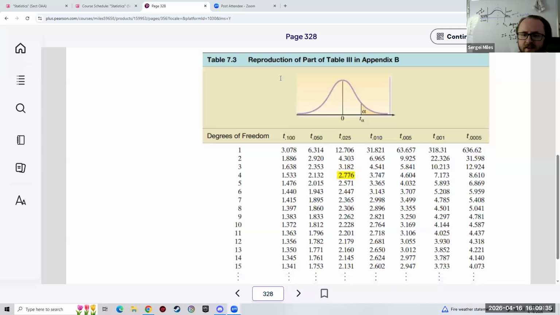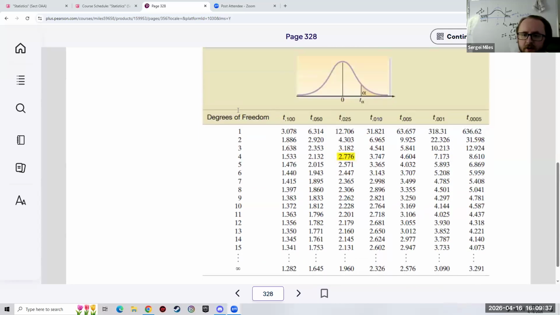And the way to read this table is to first determine, okay, what's your degrees of freedom? For the example we're doing right now, the degrees of freedom are 5 minus 1, or in other words, 4. We have a degrees of freedom of 4. Once we know that, looking across the top, we have to figure out, well, what's my t alpha?